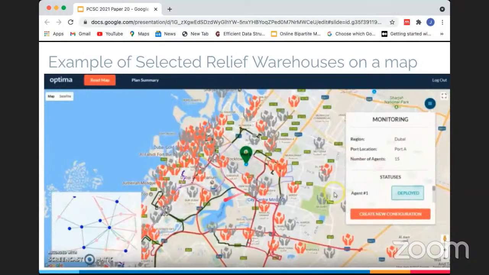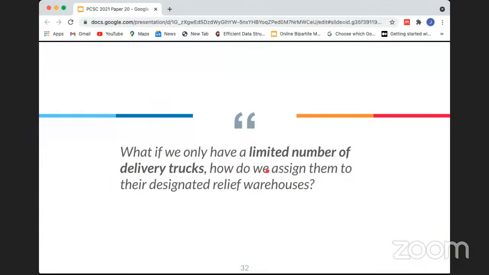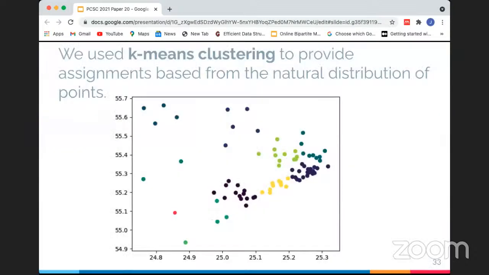So instead of just going through all of the points in the graph, we just need to go to the selected warehouses. Okay. And next is, what if we only have a limited number of delivery trucks? How do we assign them to their designated relief warehouses? The easy solution here is to use the local government to distribute all the relief to the selected warehouses. However, we can actually make use of the natural distribution of points.